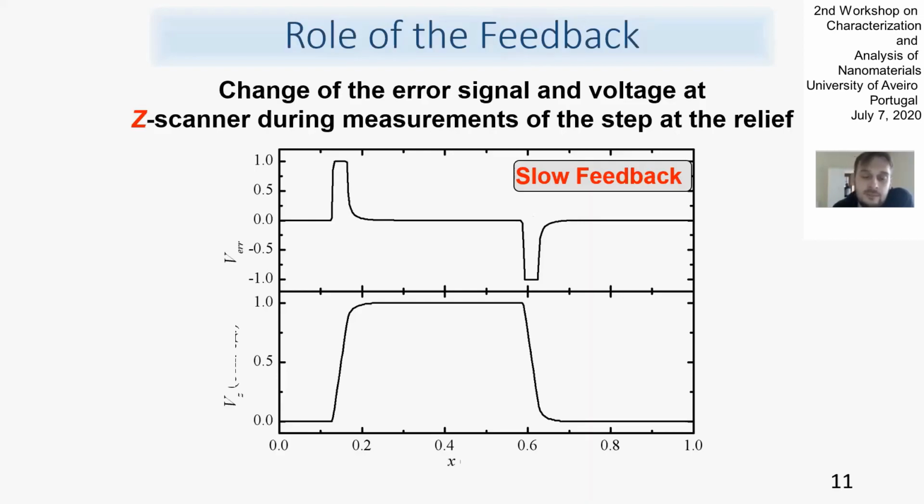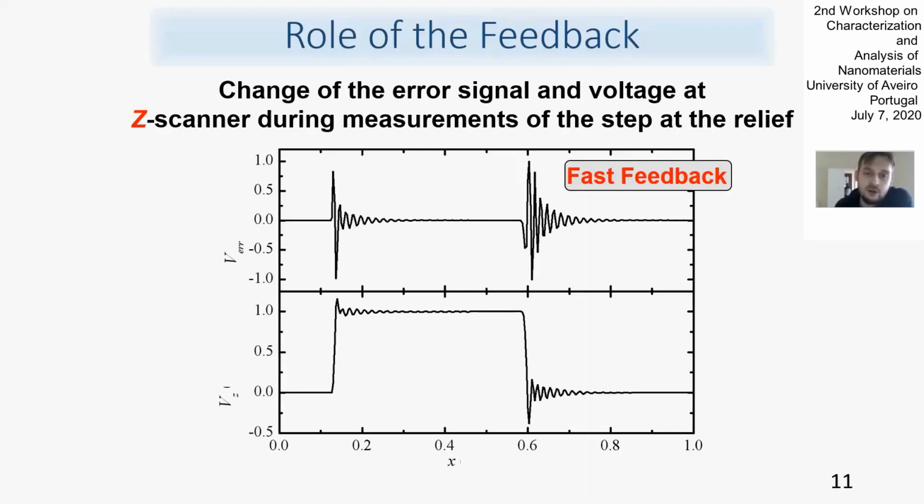If on the opposite side we increase the feedback coefficients too much, we will see oscillations in the image because the system begins to excite itself, and this is also bad because it also changes the real contrast of the images.